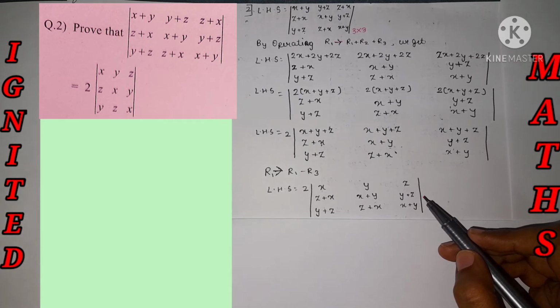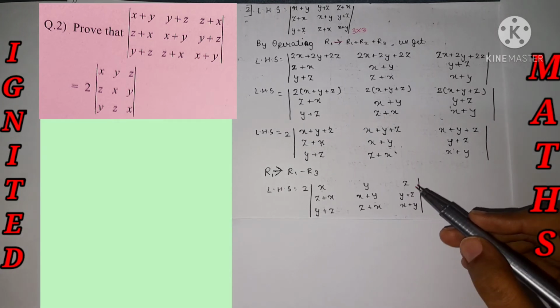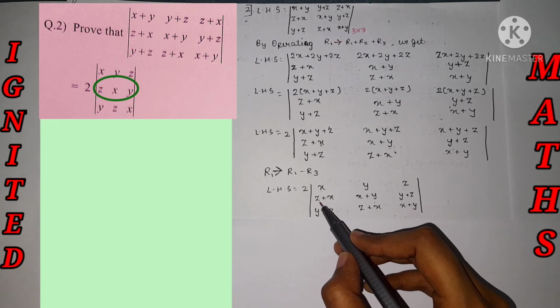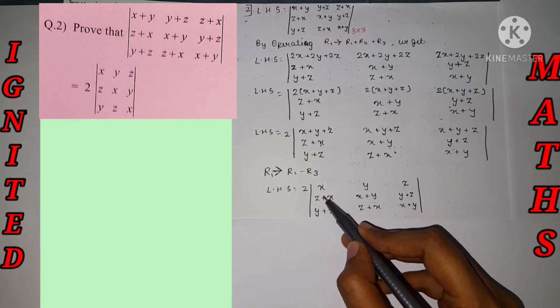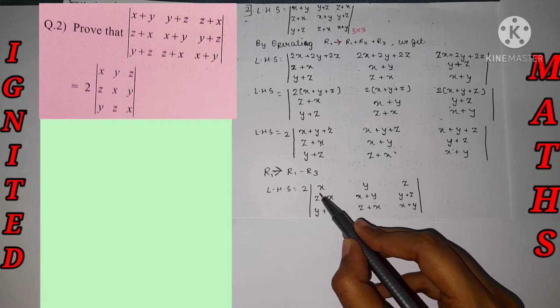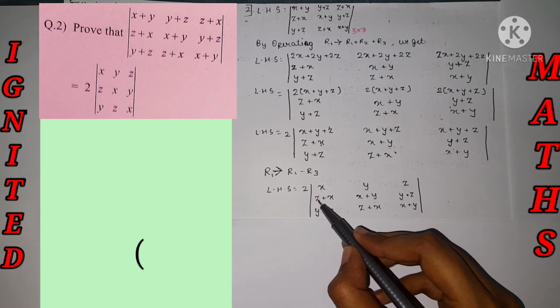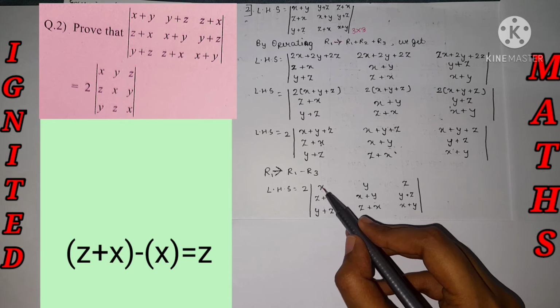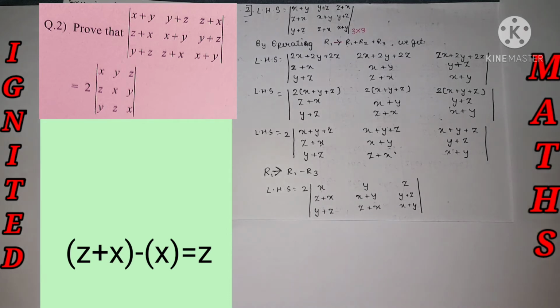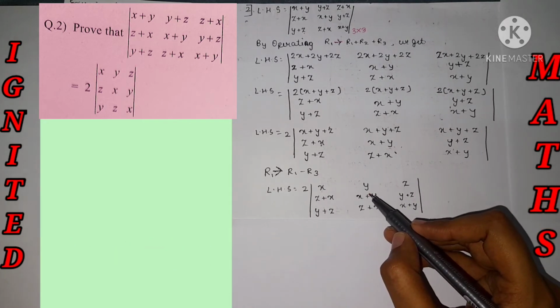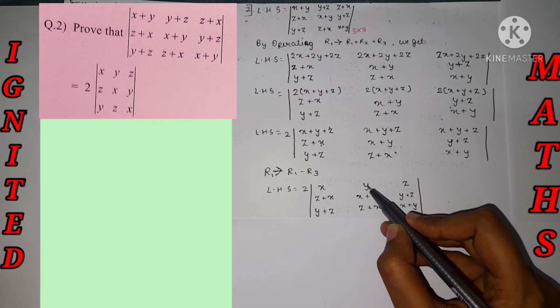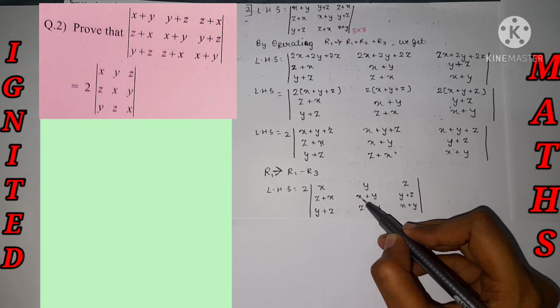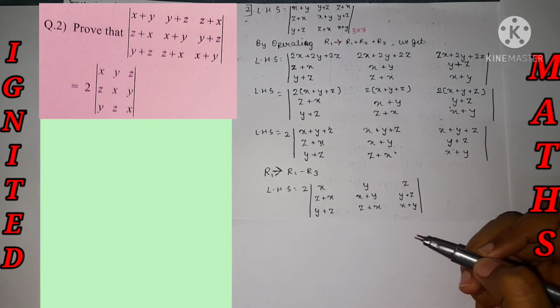We will check it. Now at the a21 element, we need to get the answer z. So here my value is z plus x. I need to subtract in such a way that I get z. So how can I subtract it? z plus x minus x, can I get the answer z? Yes. At my a23 element, I need to get the answer x. x plus y minus y, we will get the answer x.